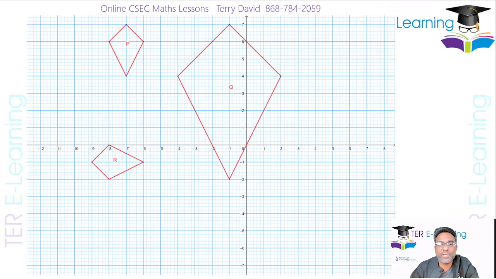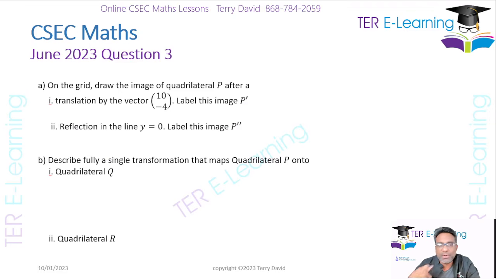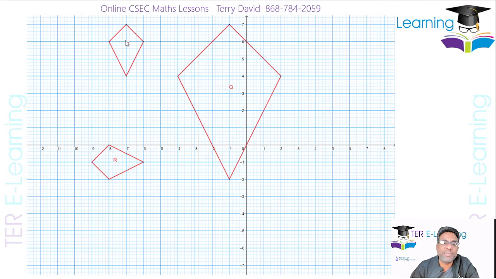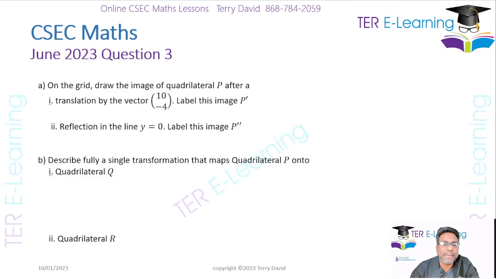We have P, Q, and R, right? So they all are kites. That's a quadrilateral there. Now what we want to do on the grid, draw the image of quadrilateral P after a translation of (10, -4). So where is P? So this is P here, right? This is P here. And the transformation is given by (10, -4).